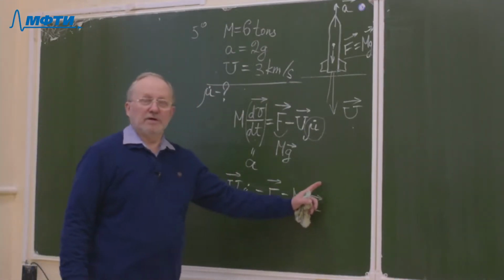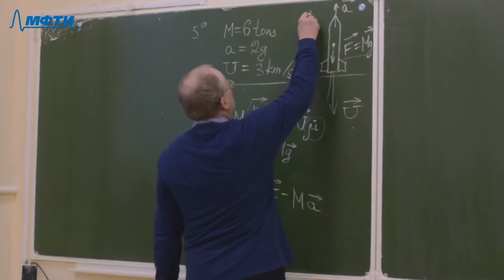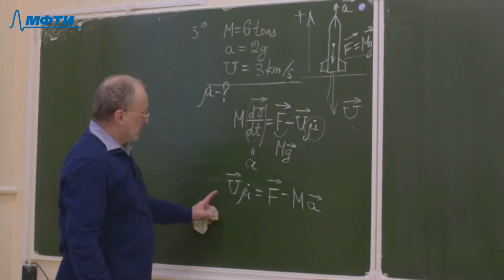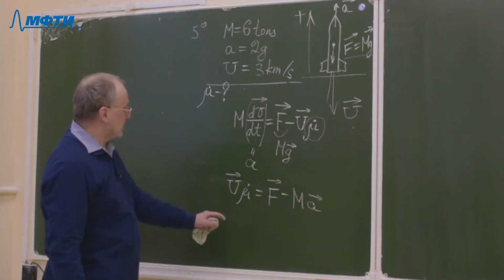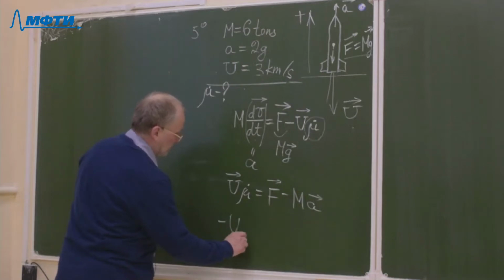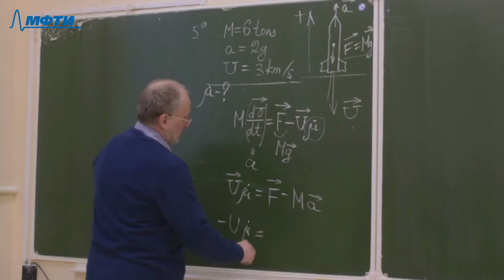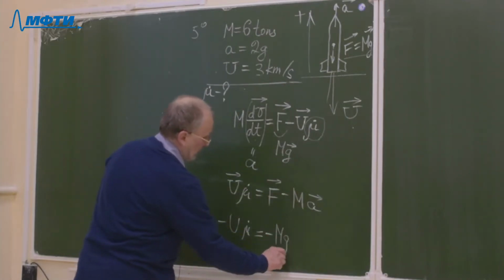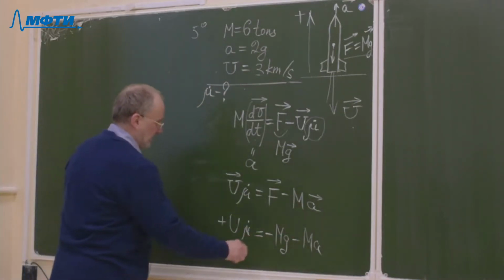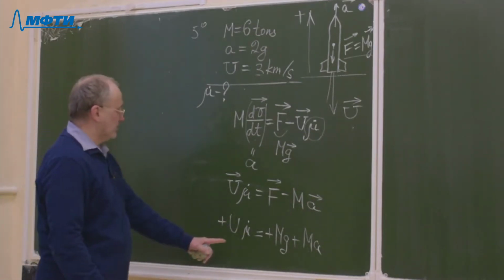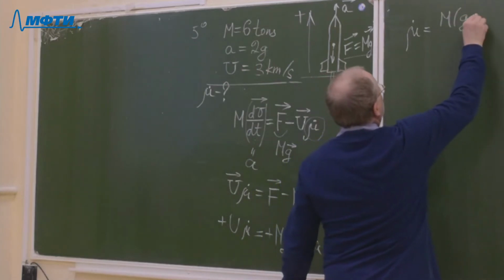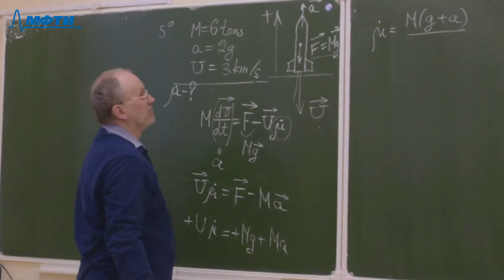In order to solve this equation, I have to choose the positive direction in space, let it be upwards, and I have to go from vector form of this equation to a scalar form. In the scalar form, vector u, the velocity of gas, will be directed downwards, so it will be negative. Negative u μ dot equals, the force will be negative, minus mg, and acceleration will be positive, so the sign will not change here. Well, in this case, I multiply by minus 1 and immediately obtain for μ dot the solution to this problem, which will be m (g plus a) divided by u.